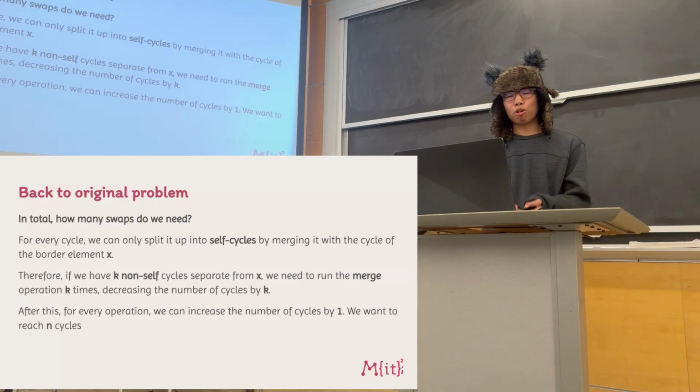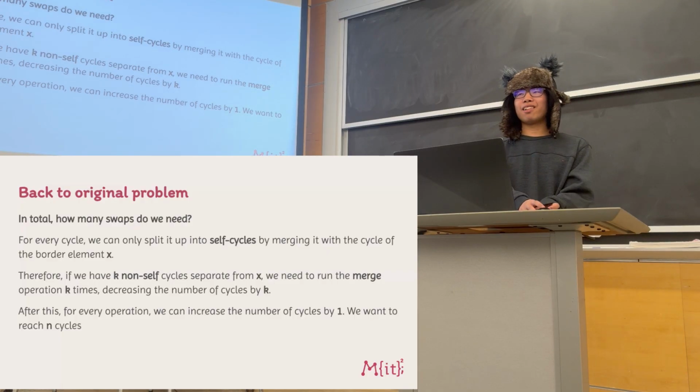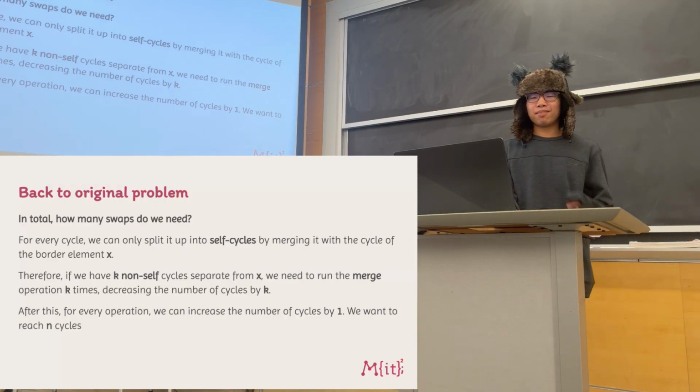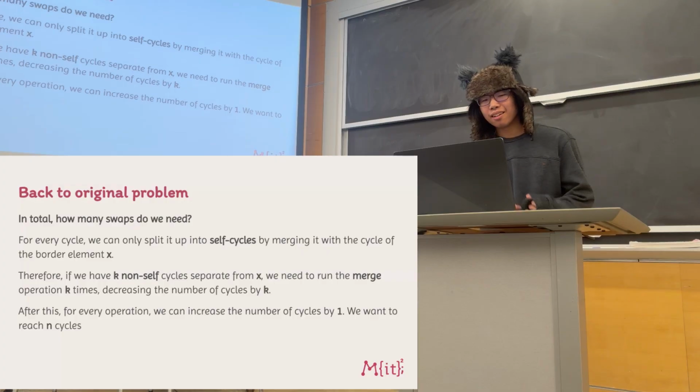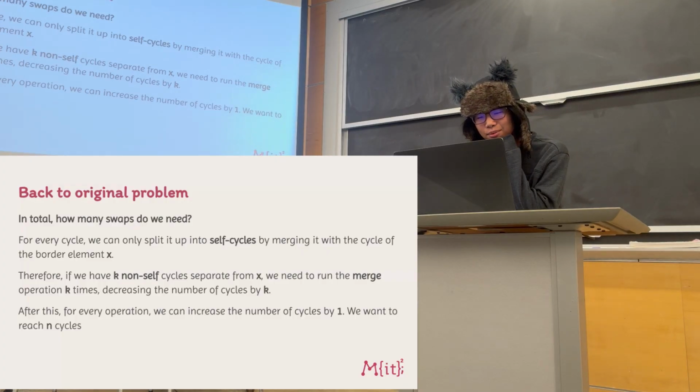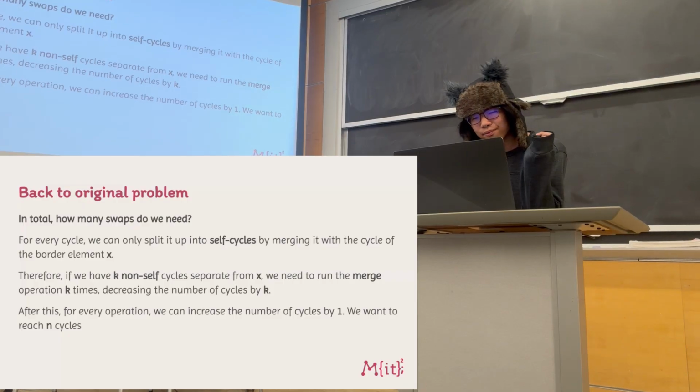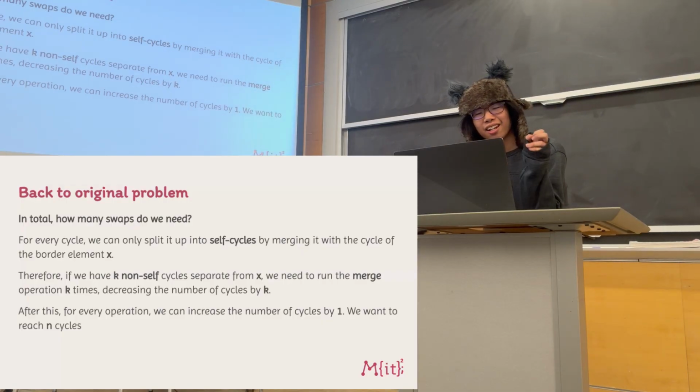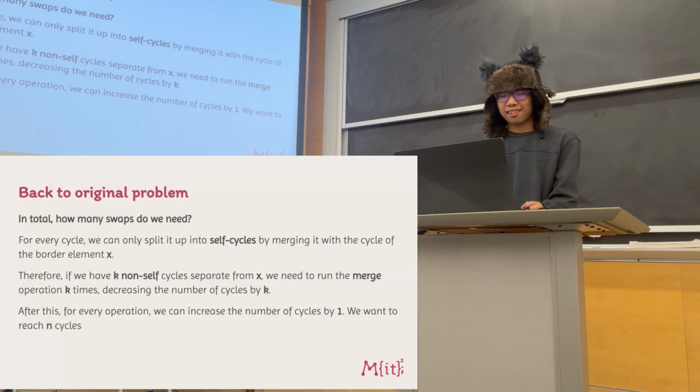Wait, no, we swap the border element with the element that the border element maps to, sorry. That would be how we break off an element. And we keep the border element in the big cycle. So because the border element is in the big cycle of all the non-self cycles merged together, we could just keep breaking off self cycles one by one. And every split operation increases the number of cycles by 1. And we want to reach n cycles again, n self cycles, to get the array sorted.